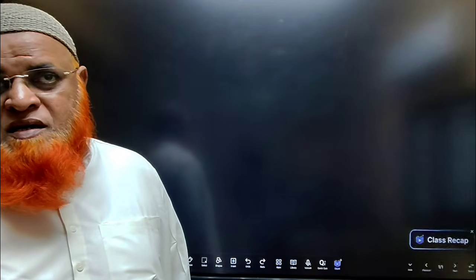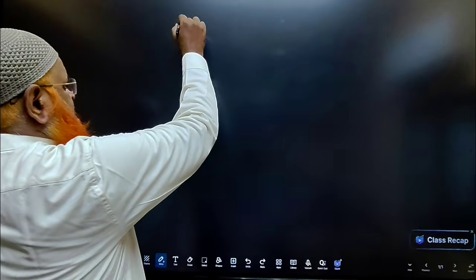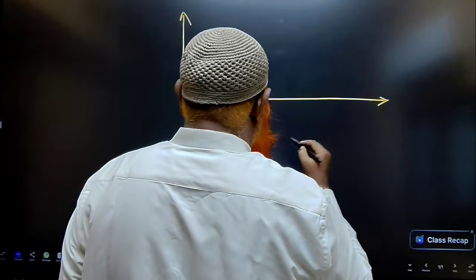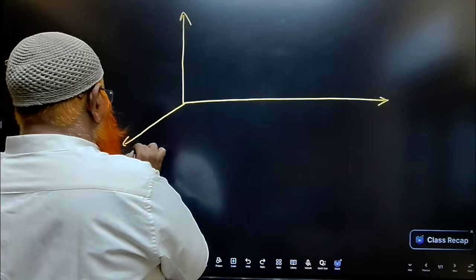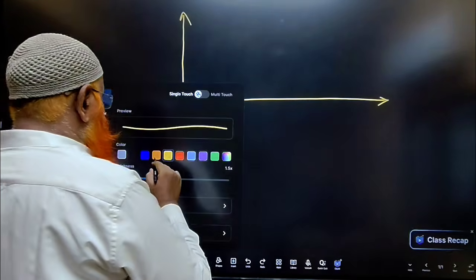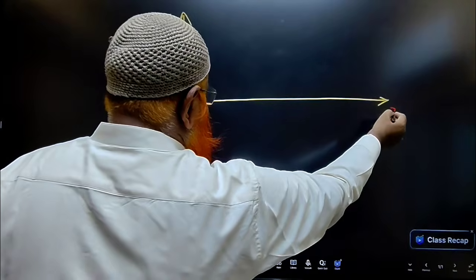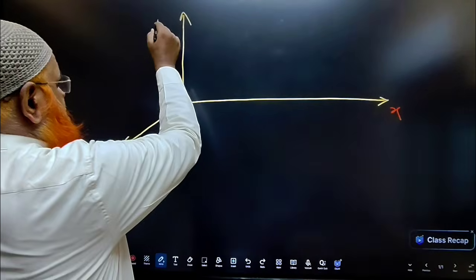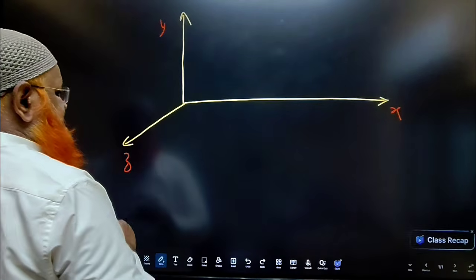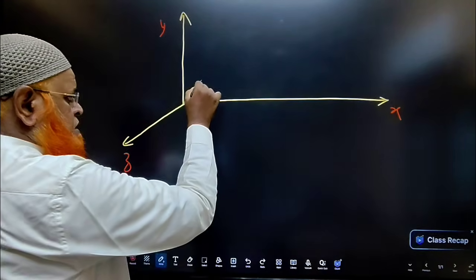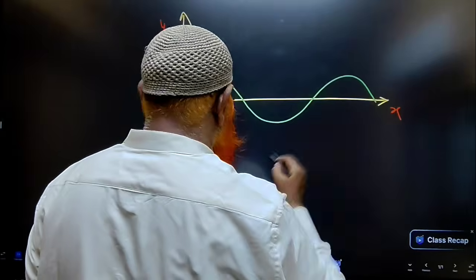The last topic, electromagnetic waves. Okay, see here, if you observe, this is coordinate axis x, y, z, and so on. So let us imagine this to be x, this is y, and this is z here. Okay. So first let us see there is one wave going like this.